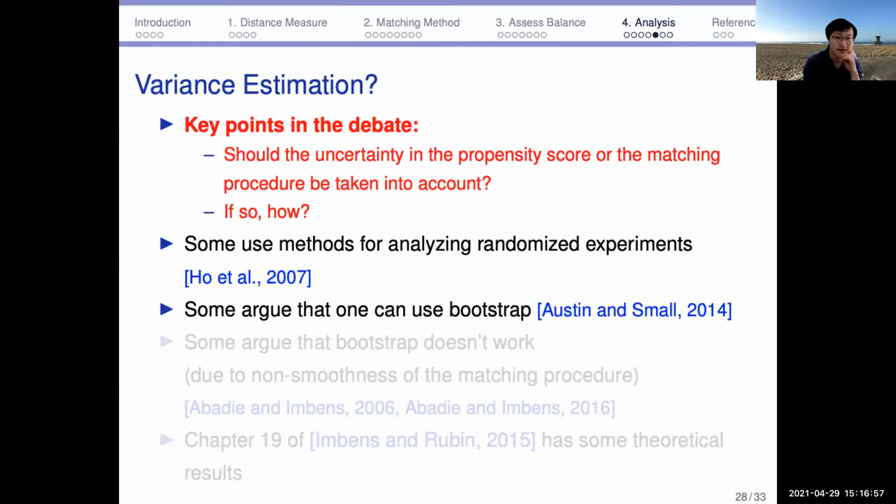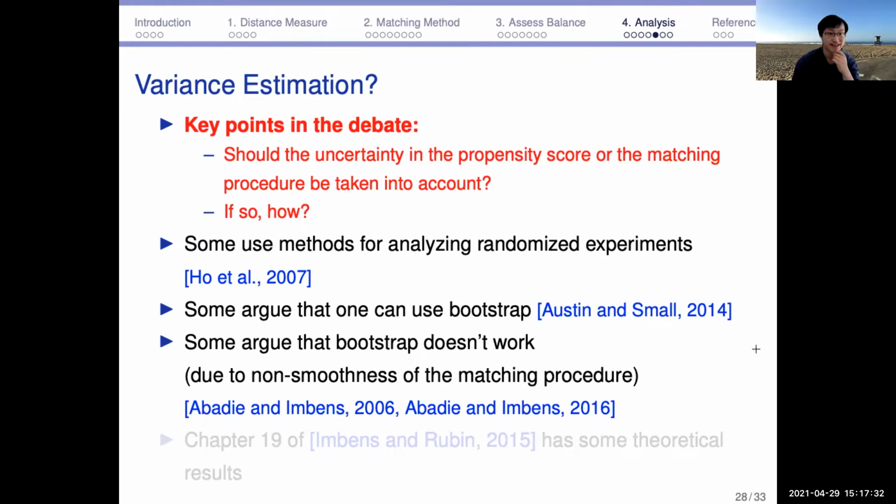Some would argue that one can use bootstrap to assess the uncertainty. So looking at the entire original data before matching, we can do bootstrap. We can subsample with replacement the entire data, then do matching, then do analysis. We replicate this multiple times to understand the uncertainty of the estimator. This is a different perspective.